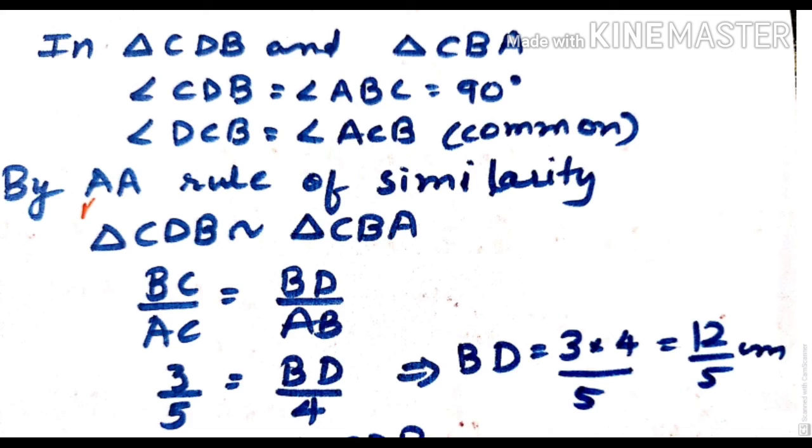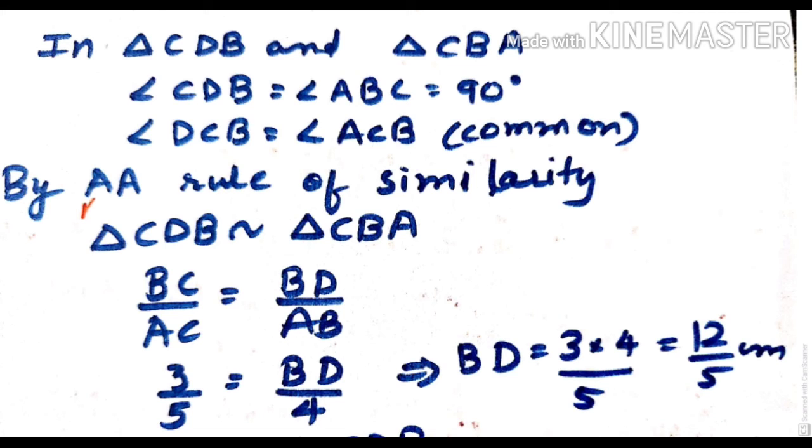That symbol is of similar triangles. Now I take the corresponding sides. That is BC upon AC, then BD upon AB. They are the corresponding sides of these triangles whose ratios I have taken. And now I substitute the values in it. BC is 3 centimeters and AC is 5. So place 3 by 5 is equal to BD upon AB. AB is 4. So by cross multiplication we get BD is equal to 3 multiplied by 4 upon 5, and BD value is 12 by 5 centimeters.